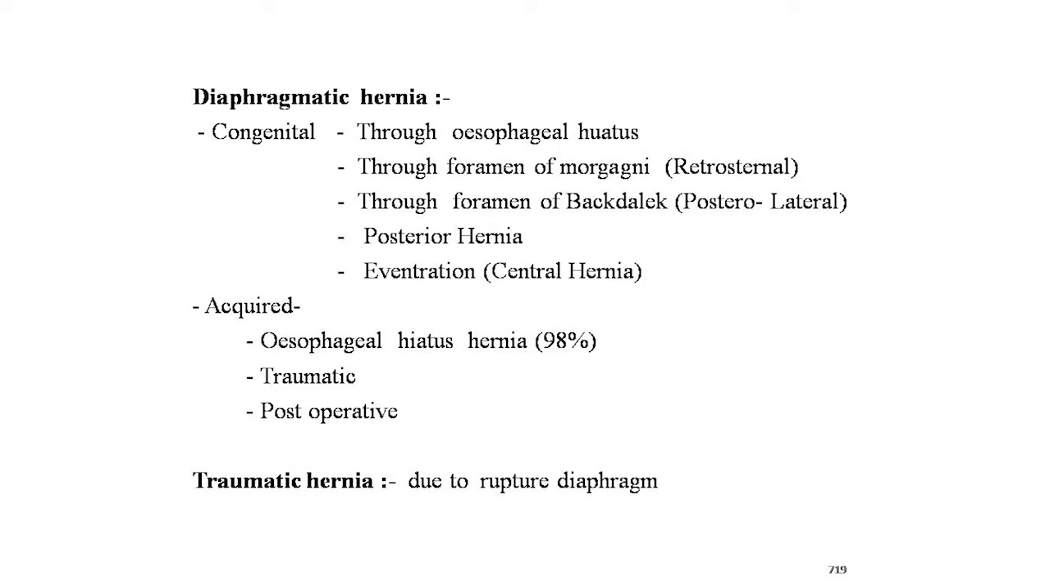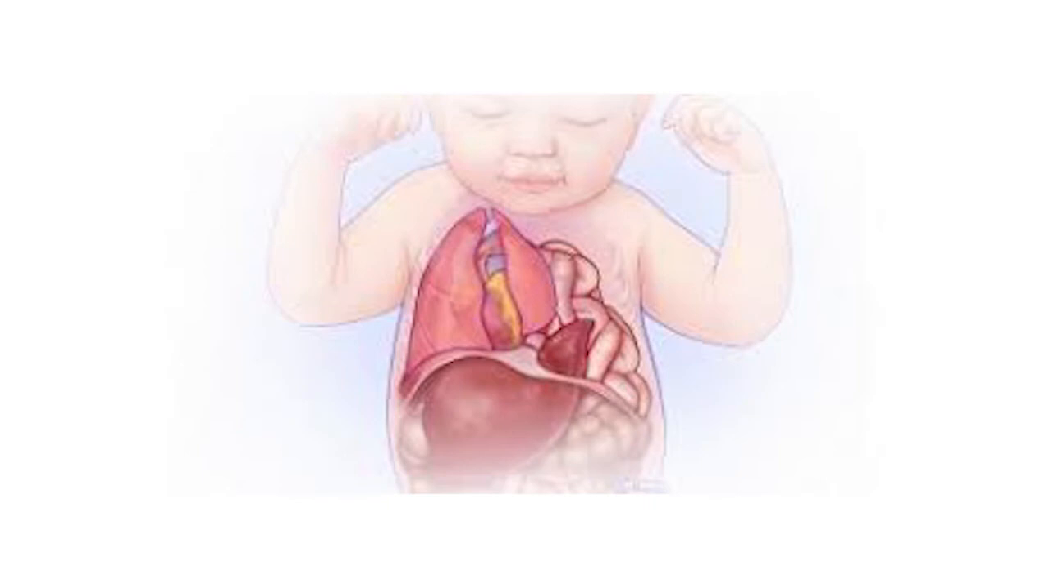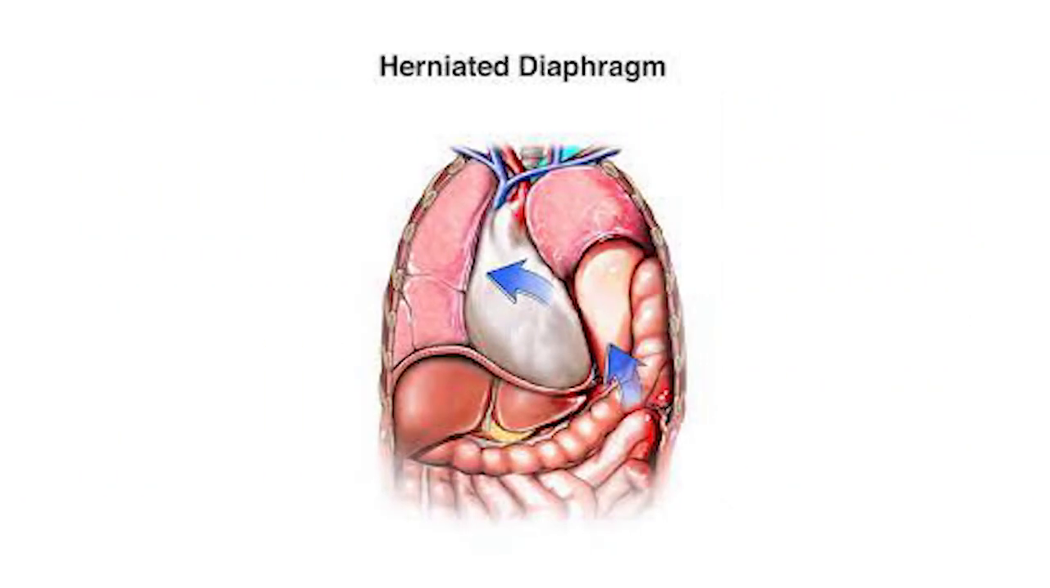Traumatic hernia develops due to the rupture of the diaphragm. Dear students, here is a picture showing a large defect in the diaphragm, and hence most of the small intestine goes into the thoracic cavity, clearly seen in this image. Another image showing the herniated diaphragm.